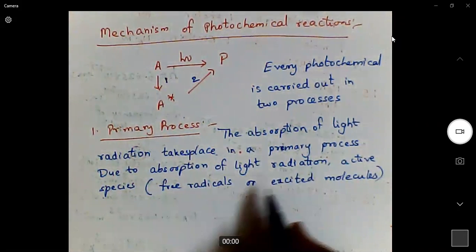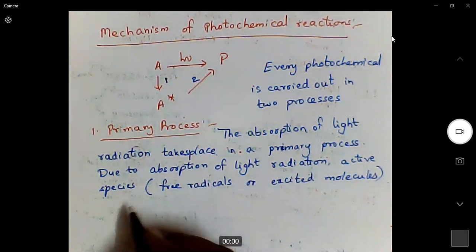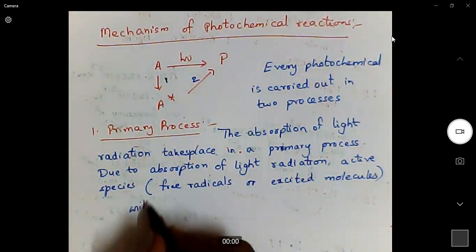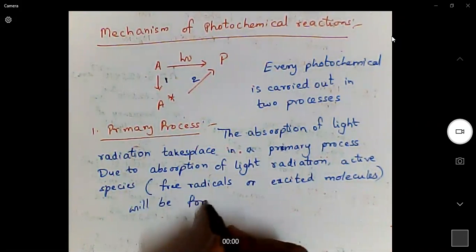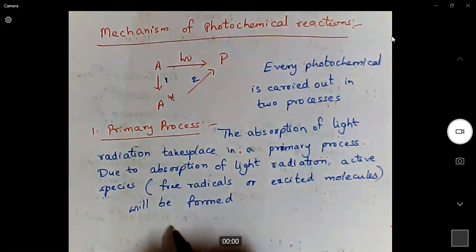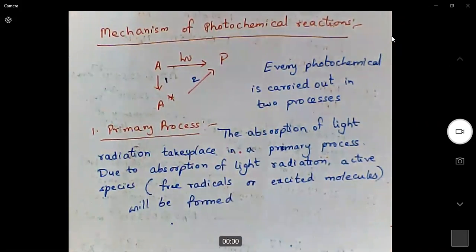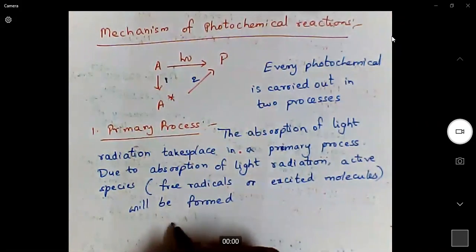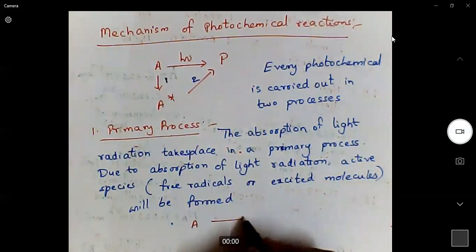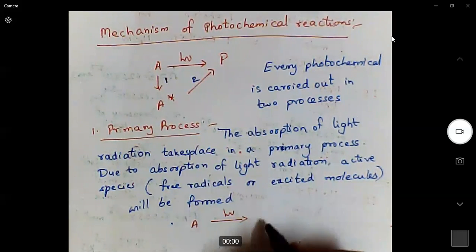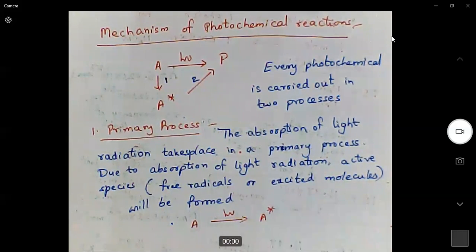So during the primary process, active species will be formed. That means when we pass light onto the starting material, it gets activated.